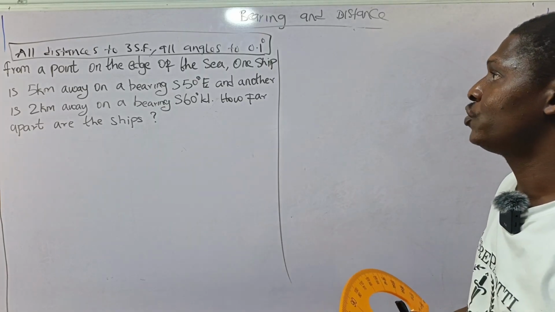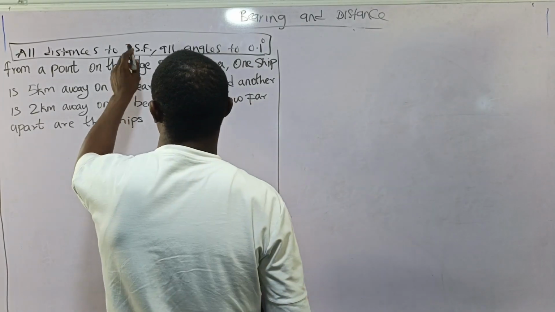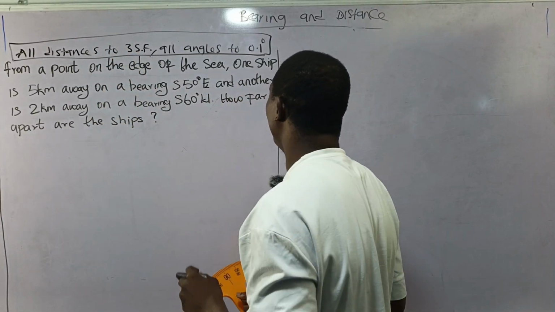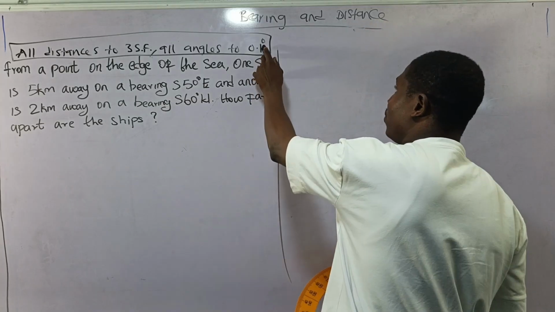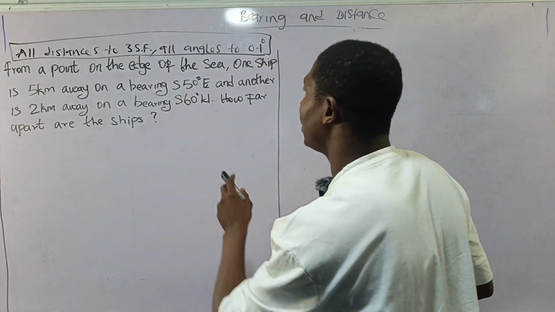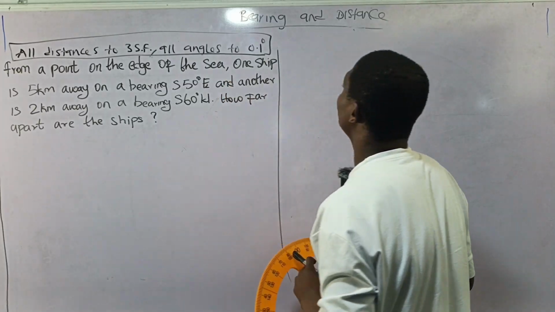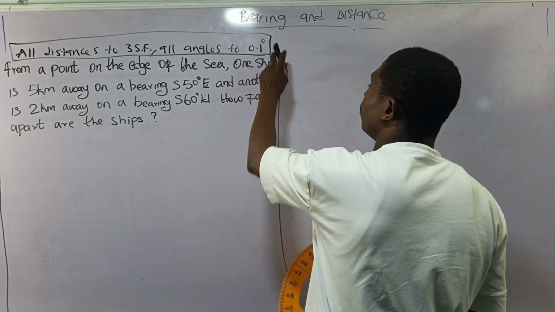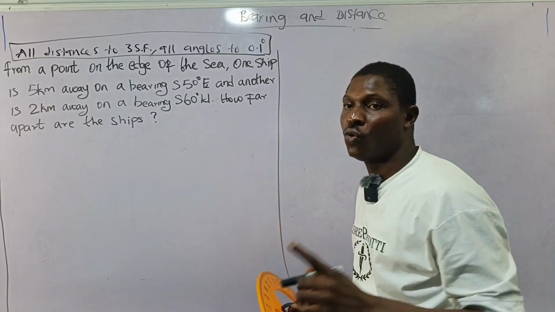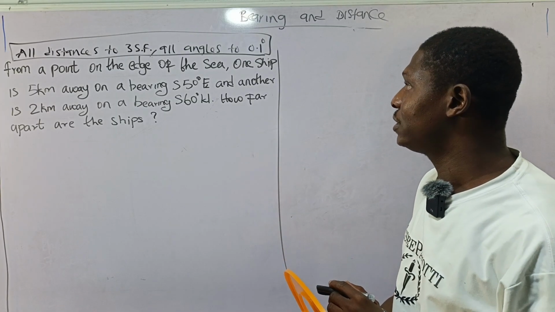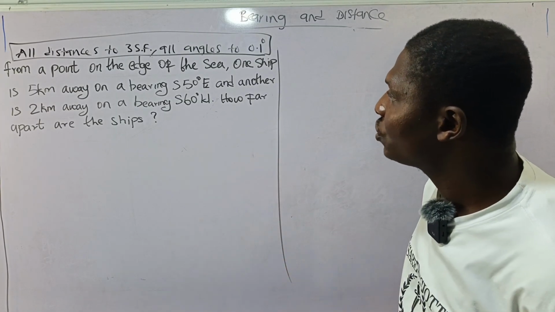The questions we are going to be solving today, all our distances will be approximated to three significant figures and all our angles to 0.1 degree. To three significant figures simply means our final answer should be just 3 digits. And to 0.1 degree simply means our angle should be to 1 decimal place. Take note. Now, our first question is this.